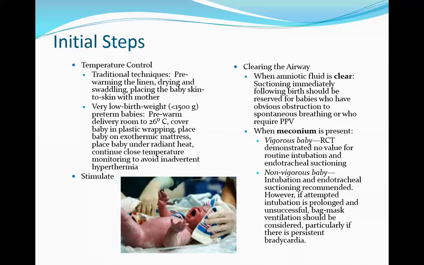Now, when the amniotic fluid is clear, they recommend suctioning immediately following birth should be reserved for babies who have obvious obstruction to spontaneous breathing or who require positive pressure ventilation. However, when meconium is present, evaluate the baby. If the baby is vigorous, randomized control trials have demonstrated no value for routine intubation and endotracheal suctioning. However, in a non-vigorous baby, it is recommended to intubate and then endotracheal suction the baby. However, if the attempted intubation is prolonged and or unsuccessful, bag mask ventilation should be considered, particularly if there is persistent bradycardia.